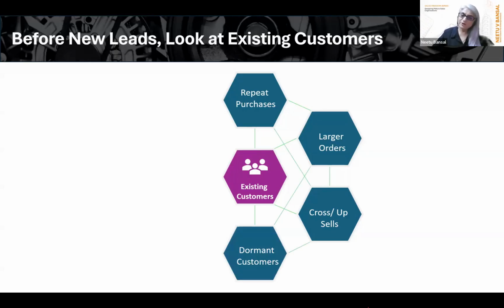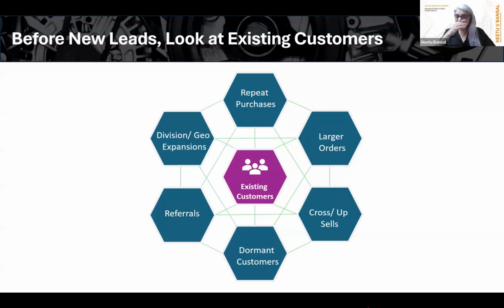Dormant customers: how many of your customers were buying from you regularly last year or the year before, and they're not buying from you this year? These are customers that you have to win back. How many of your customers are you asking for references? And lastly, how many of your customers have other divisions where you're not working with them, or other geographies where you haven't even touched them?